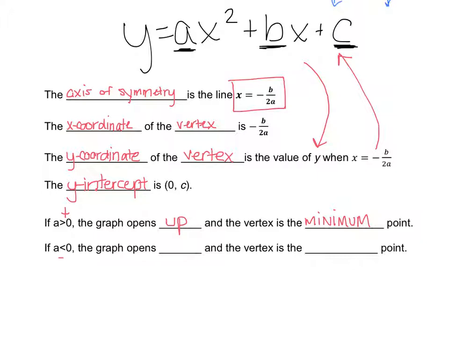If a is negative, the graph opens down, and it's a maximum. Maximum. Any questions?